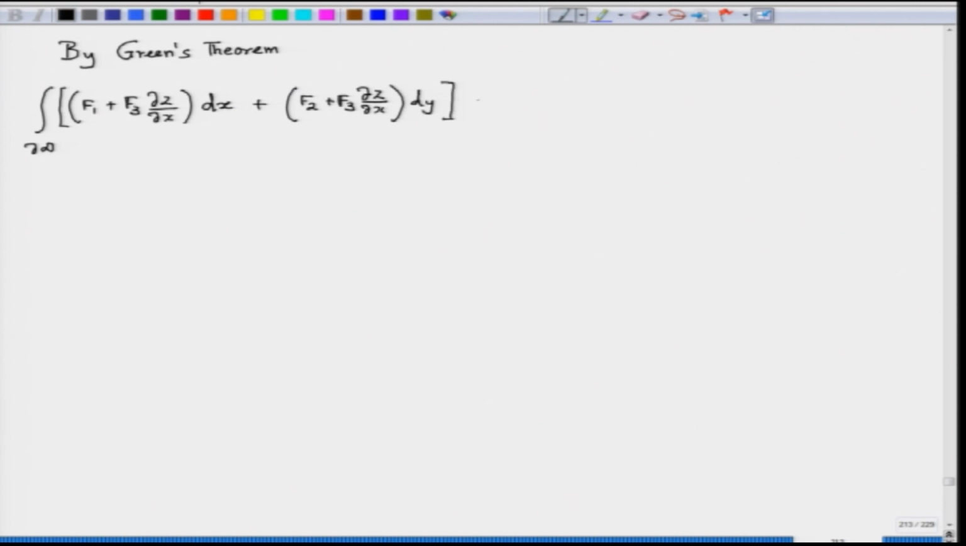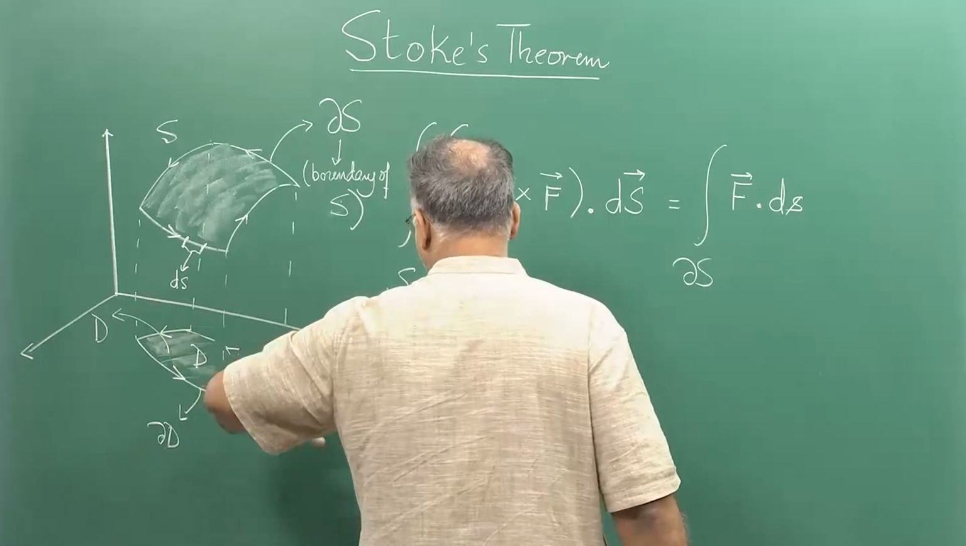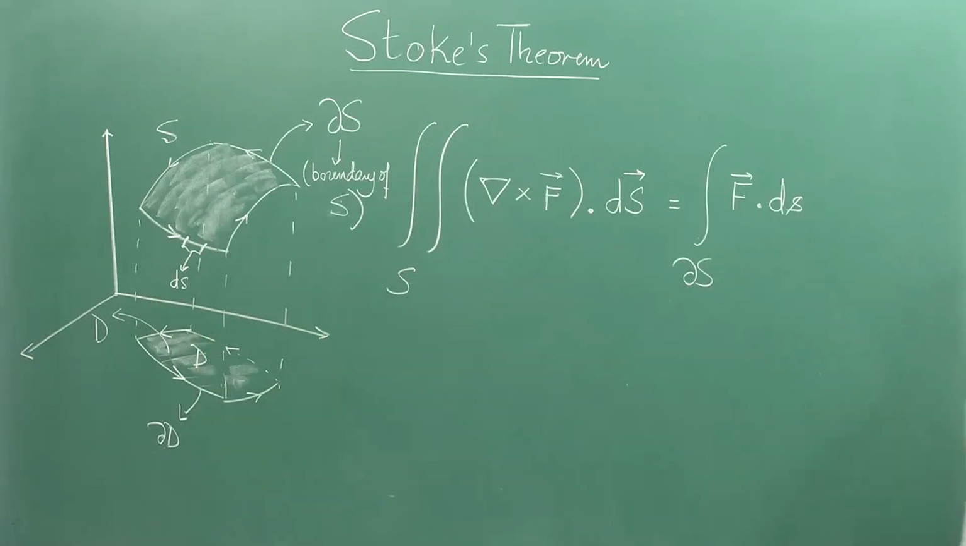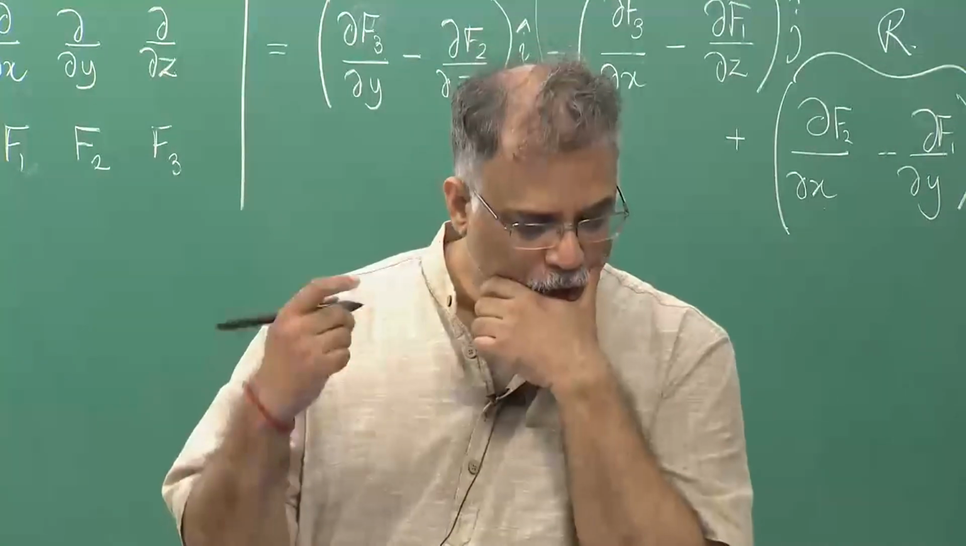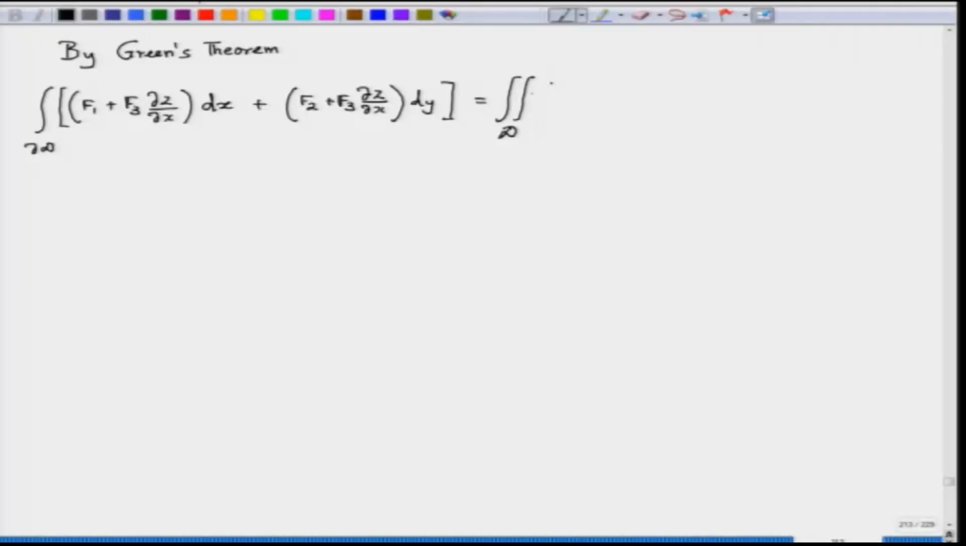This is equal to the integral over the domain itself. In 2 dimensions your domain is the surface, so it is a double integral. Now we are converting this line integral into a double integral over the domain. This is my p in Green's theorem, and this is my q in Green's theorem.